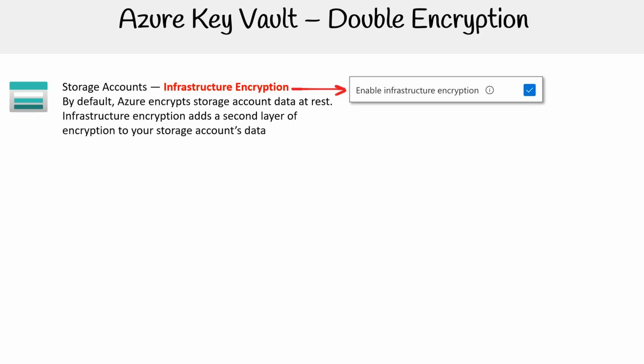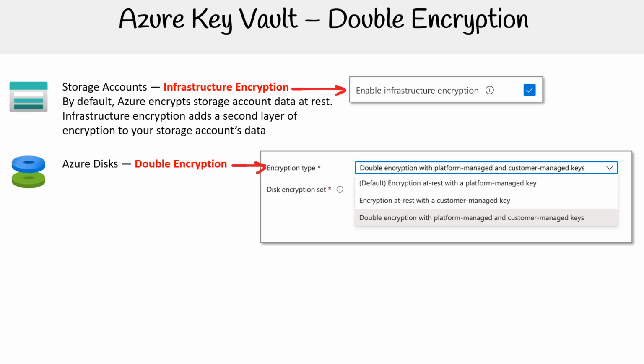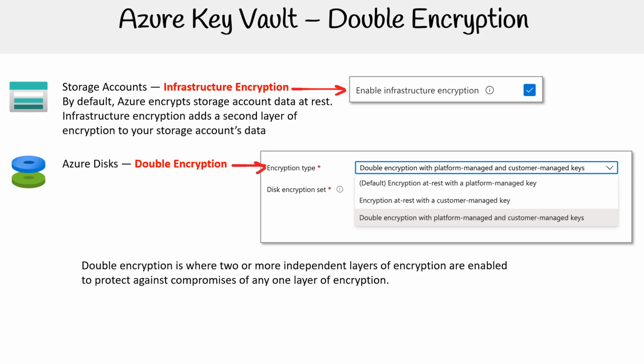accounts. For Azure disks, it's called double encryption. Double encryption is where two or more independent layers of encryption are enabled to protect against compromises of one layer of encryption. It's the same thing, but for one they call it infrastructure encryption, and for the other they call it double encryption. Confusing, I know, but it's the same thing. Using two layers of encryption mitigates threats that come with encrypting data, of course.